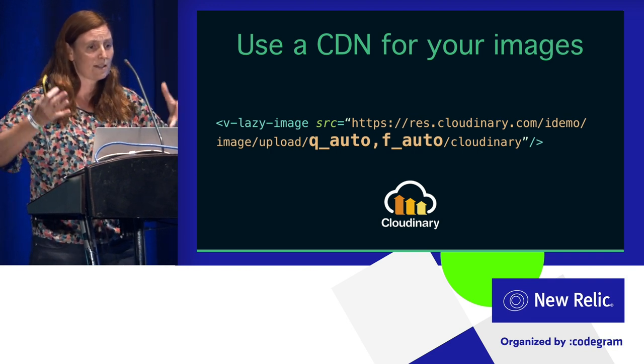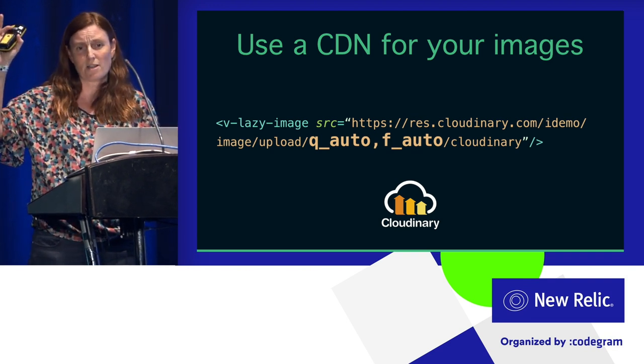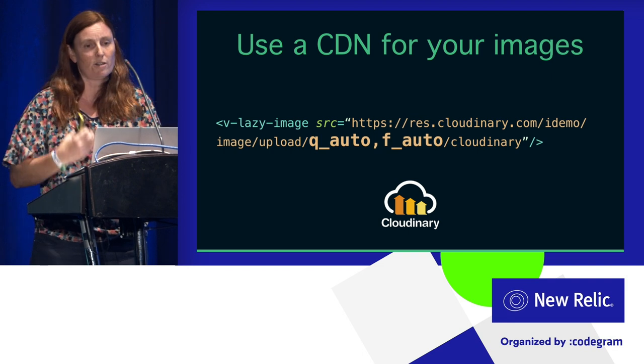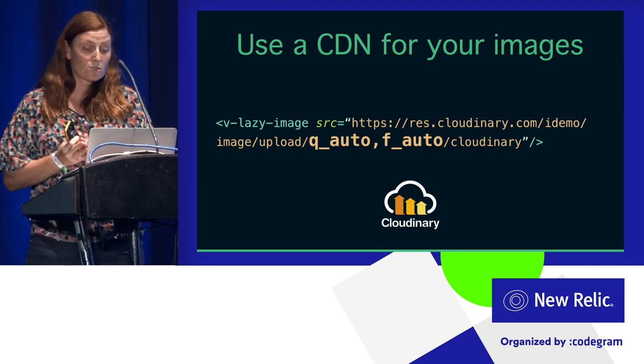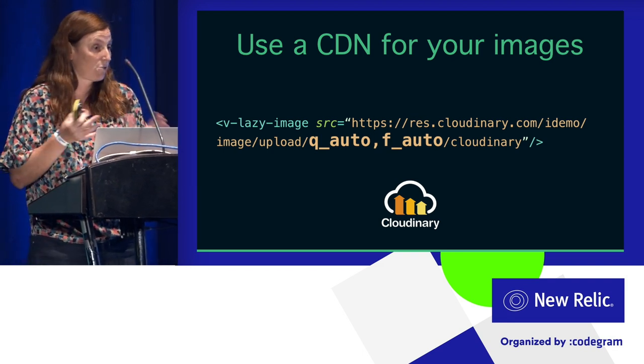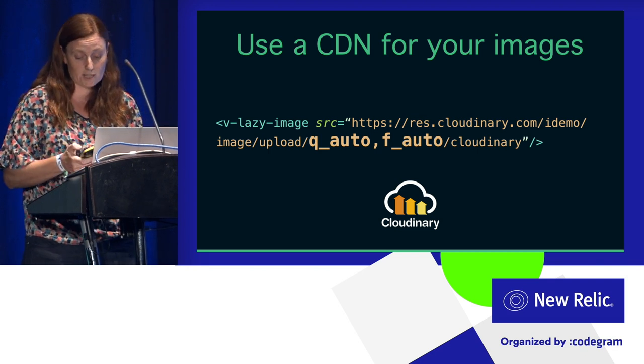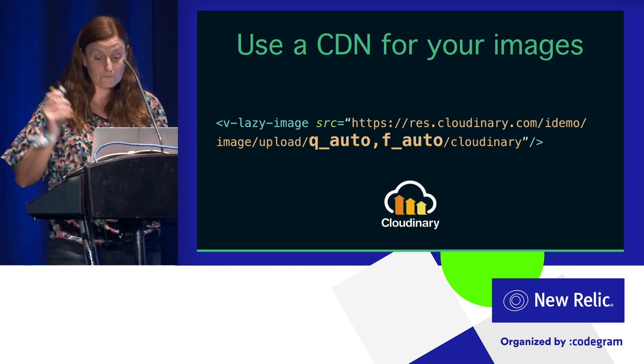So if someone puts up a 2 megabyte image, you don't have to worry about it, because what you're going to download is the right optimized image. It's also going to use a WebP if it's on Chrome and a normal JPEG if it's on Internet Explorer. So they do that all for you.